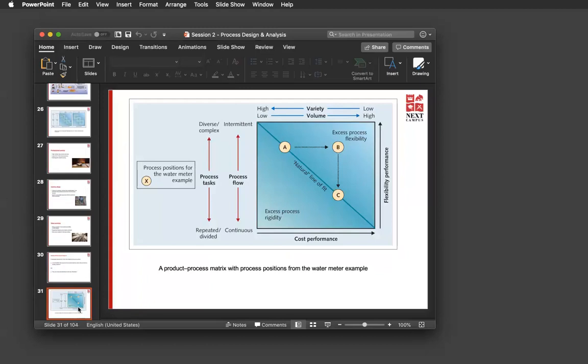Now, one of the reasons why this particular slide is here is to explain a very important point, which is organizations tend to either over-engineer certain things or under-engineer certain things, certain processes. So organizations should be aware of the level of sophistication that is required in their processes.